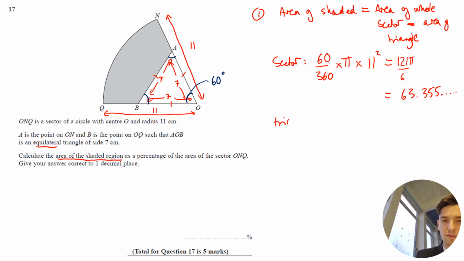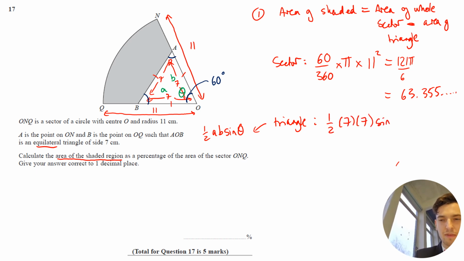Now for my triangle, you need to remember your formula for the area of a triangle which is not right angled. It is a half AB sine theta, where theta is this angle here, and A and B are your sides, which are either side of the angle. So A and B are both 7. So the area of the triangle is half times 7 times 7 times sine 60 equals 21.2167.